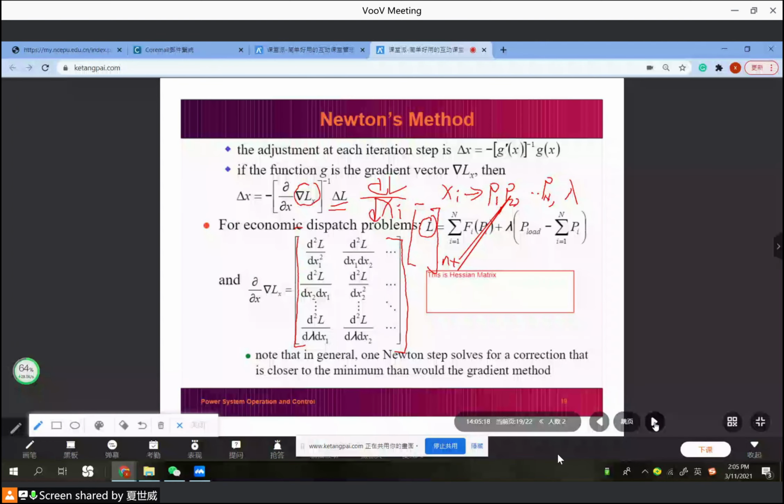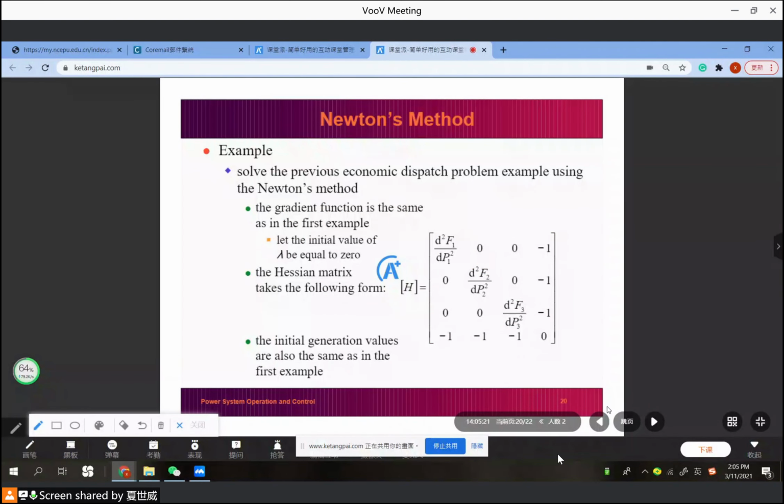If you calculate the second order of P1, and you have an expression like this, F1 equals A plus B P1 plus C P1 square, what's the second order derivative of this? You will of course get 2C. This is the second order derivative, based on this.